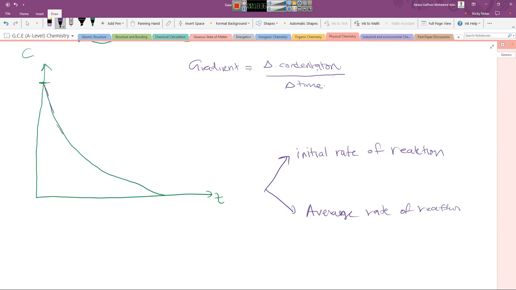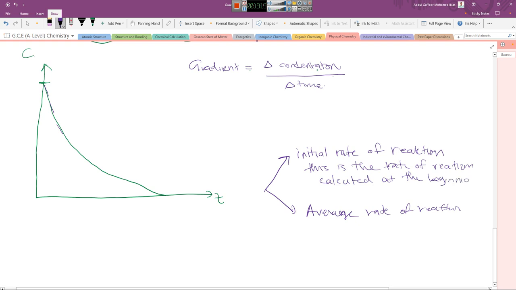of the reaction, when the reaction starts to happen, right? So in that case the initial rate of reaction will be measured. If I want to write a definition for initial rate of reaction, I can say this is the rate of reaction that is measured at the beginning of the reaction.